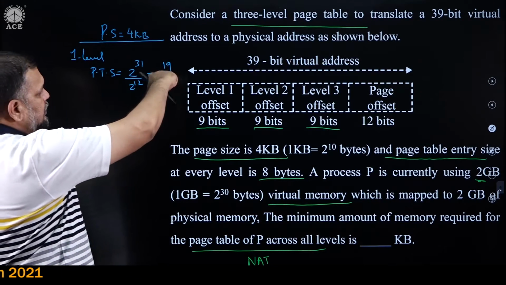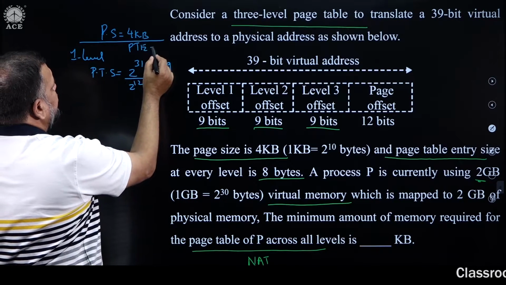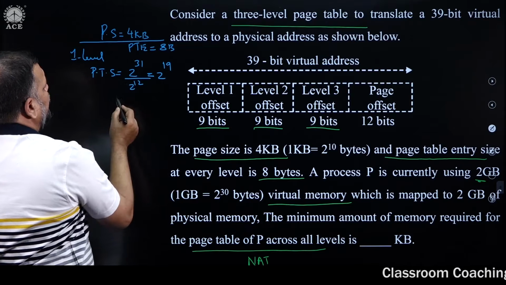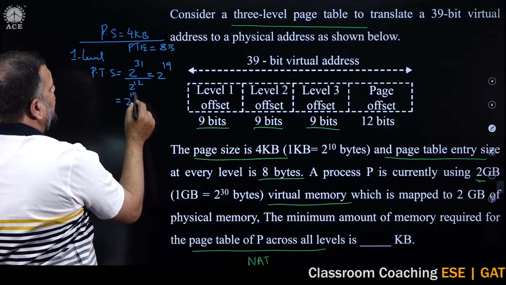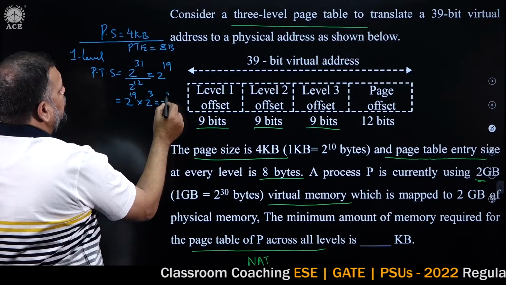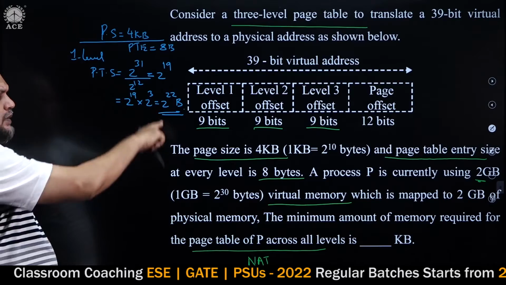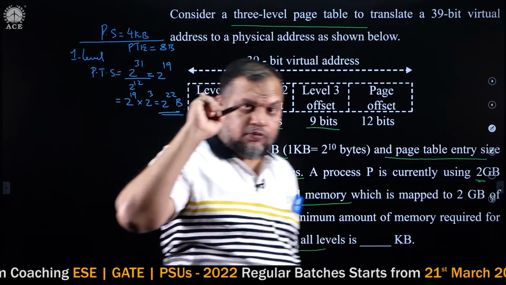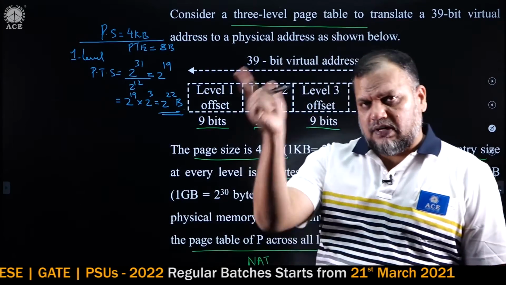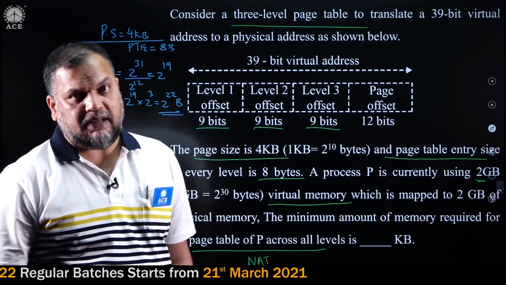These are the number of pages, number of entries. What is the entry size? Here I will write page table entry size: 8 bytes. Therefore, the page table size in bytes becomes 2 power 19 into 8 bytes, 2 power 3, which is 2 power 22 bytes. This would have been my page table size if I would have gone for one level paging, 4 MB.